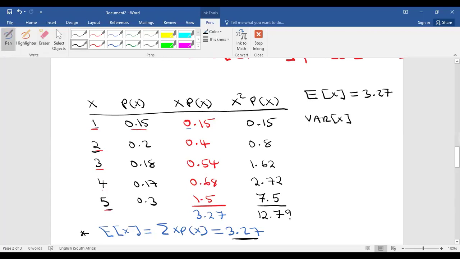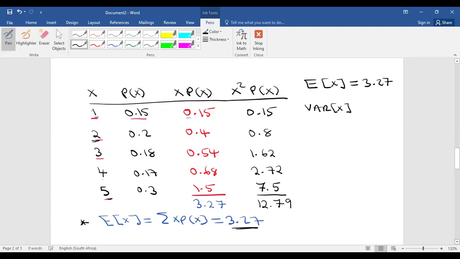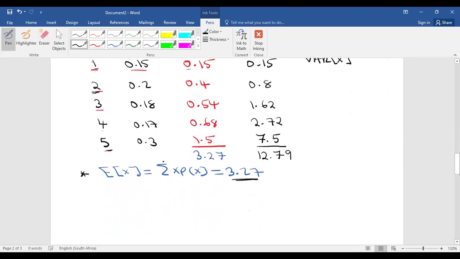Is this seconded? Can we get that value as a gospel truth? Okay, so remember the variance. This figure we've gotten, the 12.79, is expected of x squared. So now to find the variance, remember the formula for variance. We want the variance of x.